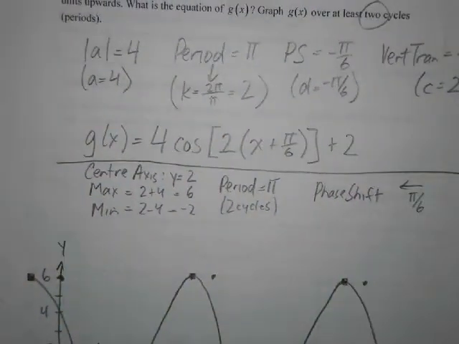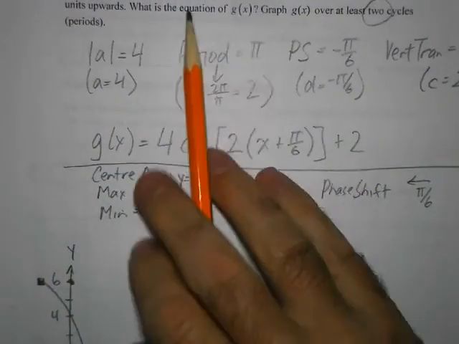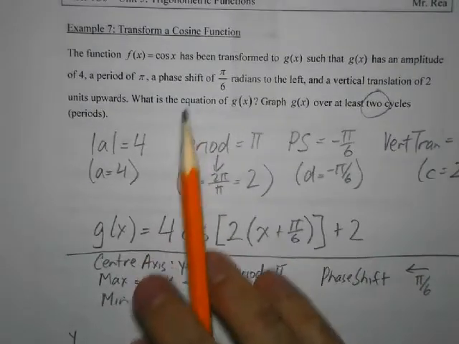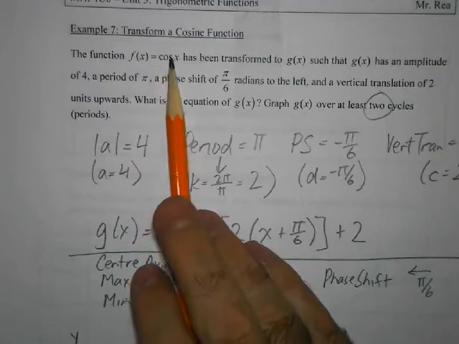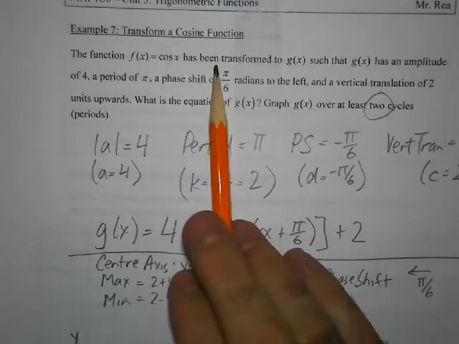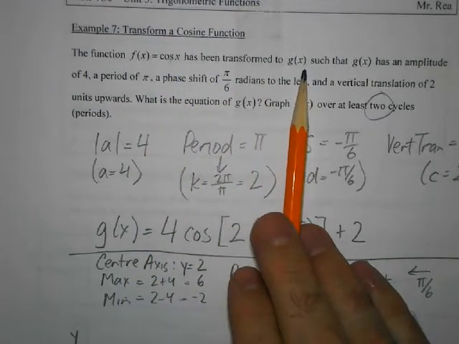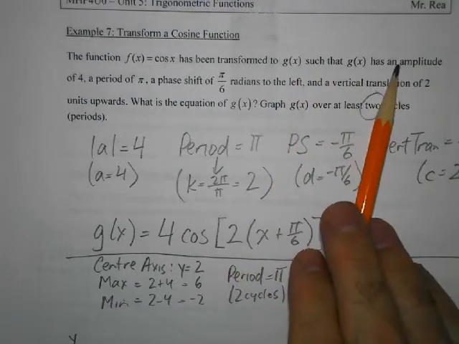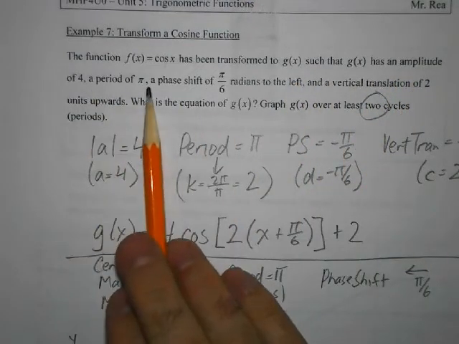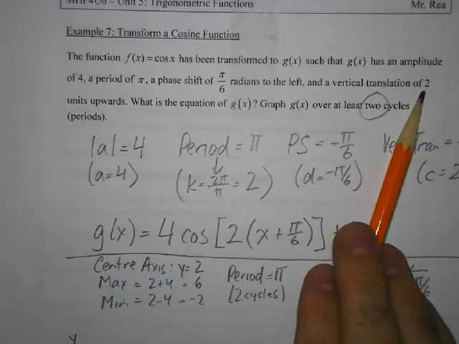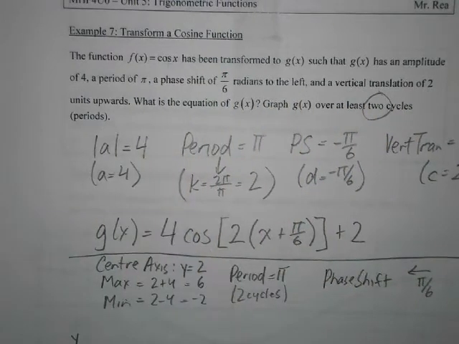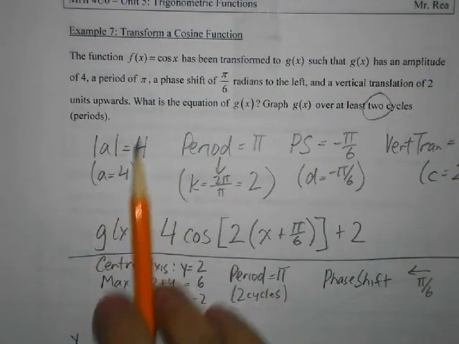Okay, let's try. This time it's telling us in words what's happening to the graph. This time we're working with cos x, so it's transformed to g of x, the new function, such that g of x has an amplitude of 4, a period of pi, phase shift of pi by 6 to the left, and a vertical translation of 2. So you're probably reading this and going, well, I know what these values represent, so let's go through them.